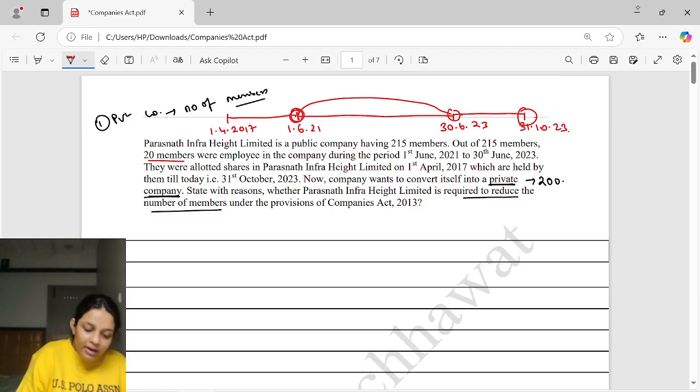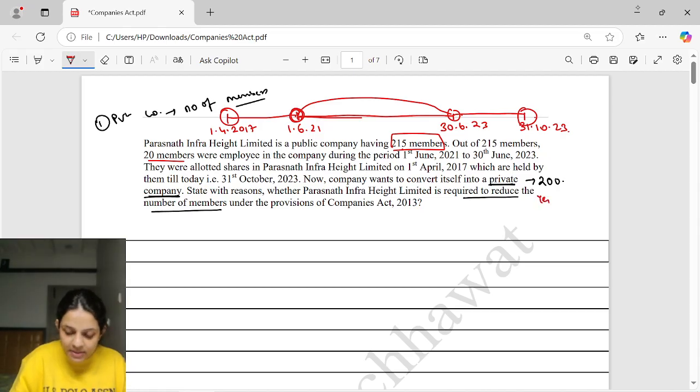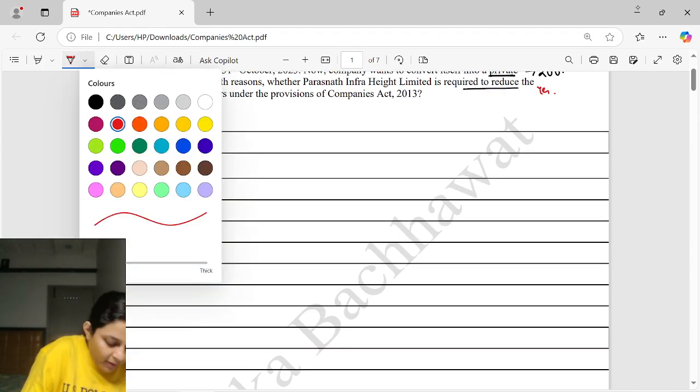But here, they were employees during this period, but the shares were acquired during this period, so will they be counted or not? Yes. Because the provision says that the shares must be acquired by them while they were employees, correct? So 20 members will be counted. So 215 members. Are they required to reduce the number? Yes. So what will I write here?